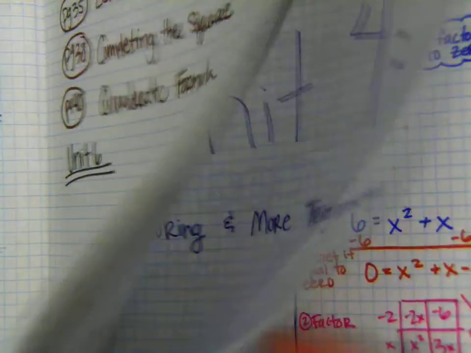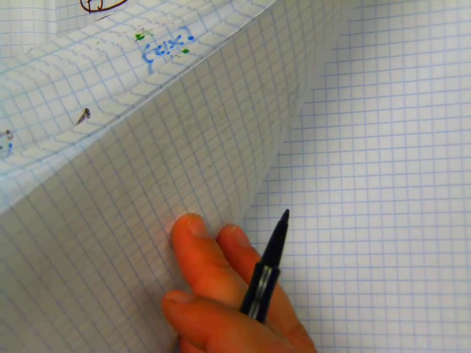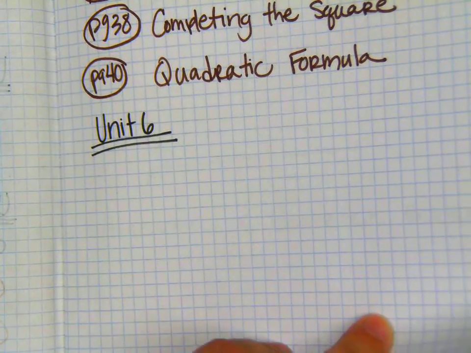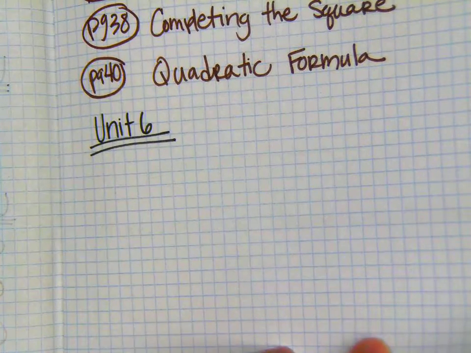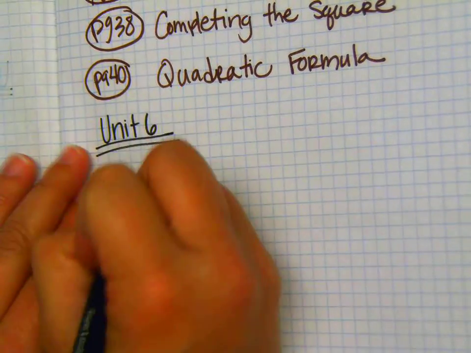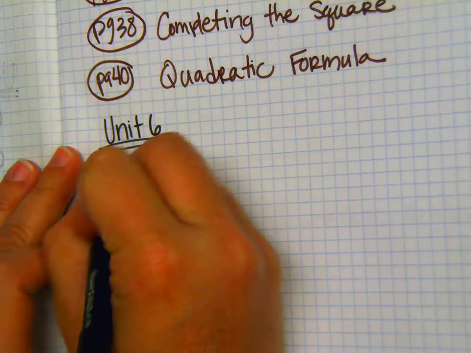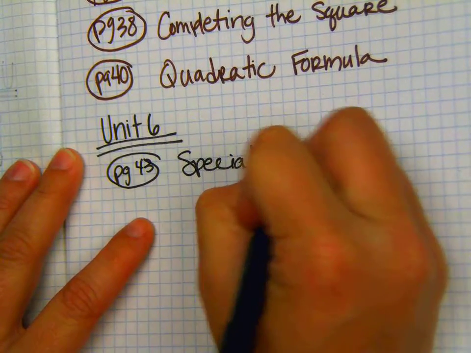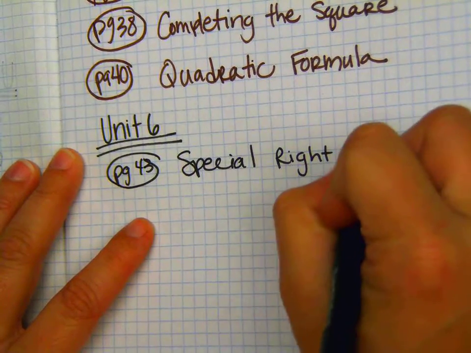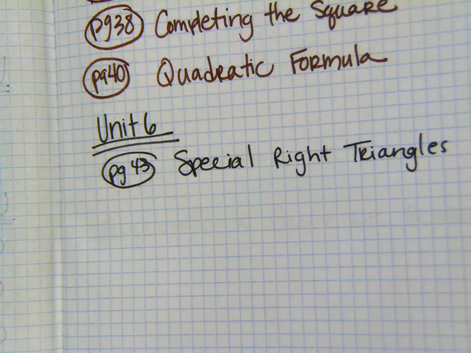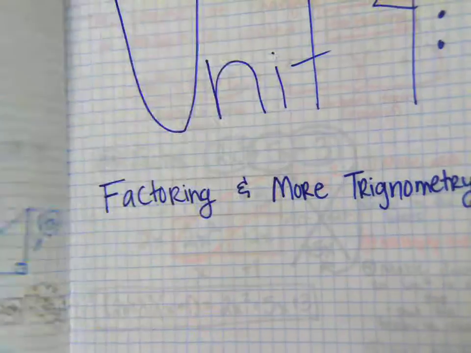And the page that I definitely want to highlight, our chapter page would have been page 42. And then the page of notes that you did in class would have been page 43, and that was special right triangles. So page 43, special right triangles. If you've already done that, that's okay. I just want to make sure that's labeled on our table of contents. Okay, so let's flip back over and start our notes for tonight.